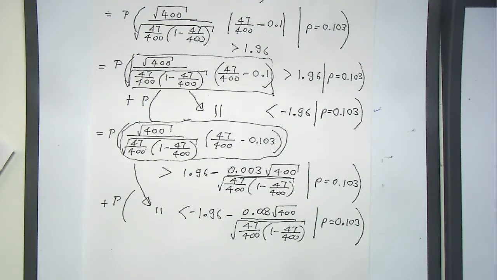It doesn't matter, it's still a number. Yeah, it's still 47 divided by 400. That's fine. The process will still be the same. Yeah, it will still be the same. Right, see.